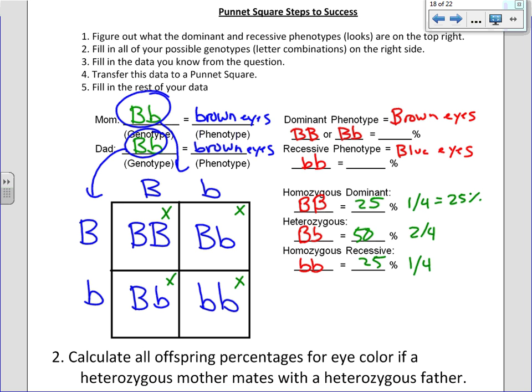Last but not least, translate your information up. How many of them are big B, or big B, little b? So that means how many of them will have brown eyes? Well, you take your 2 here, add them together, 25 plus 50, and you get 75%. How many of them will have blue eyes? 25% of those kids will have blue eyes.